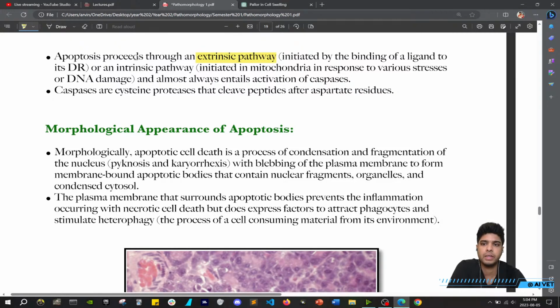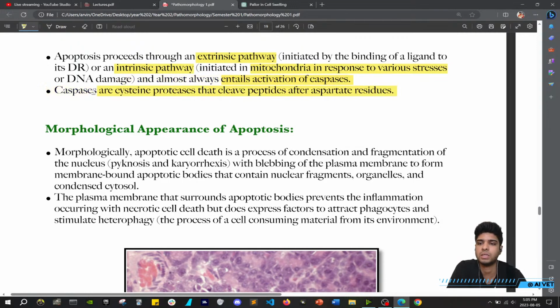Okay, it proceeds through an extrinsic pathway, which is by binding of a ligand to the death receptor, or an intrinsic way as well. So extrinsic and intrinsic, initiated by mitochondria in response to various stresses. Okay, got it. Almost always it entails activation of caspases, and caspases are cysteine proteases that cleave peptides after aspartate residues.